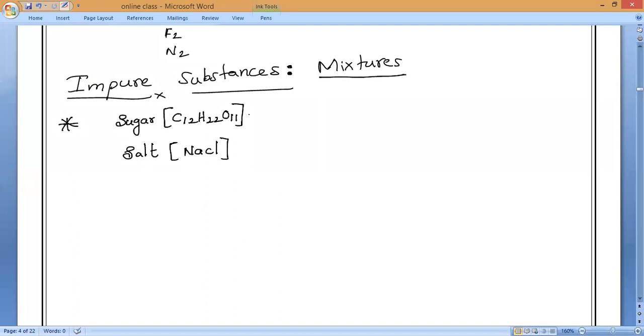NaCl. Now, sugar alone you can take. Sugar is a pure substance or impure substance? Everybody try to answer. Pure or impure substance? Pure. It is called a pure substance.